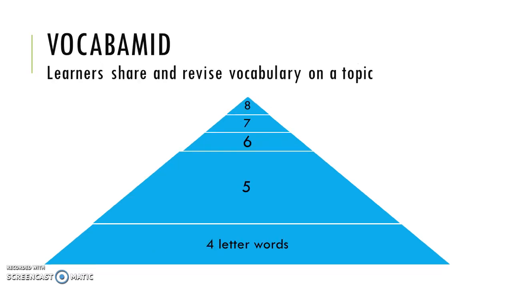Another pyramid is called the vocabamid, and this is where learners share and revise vocabulary on a topic based on the number of letters in a word. So I start at the bottom where there's hopefully going to be the most. 4-letter words, 5-letter words, 6-letter words, 7-letter words, 8-letter words. And again, the variations on this are endless.